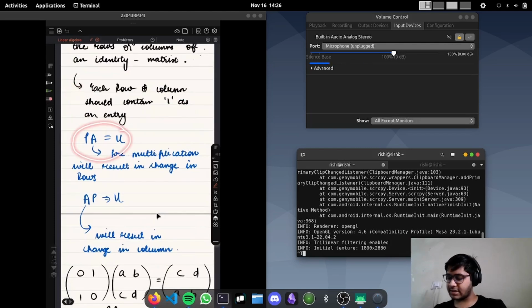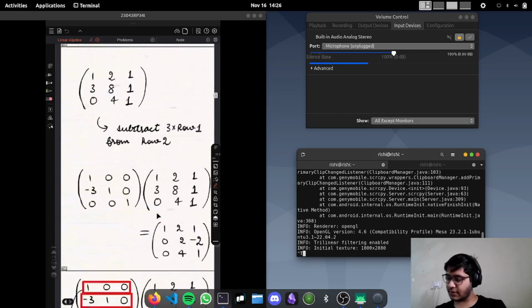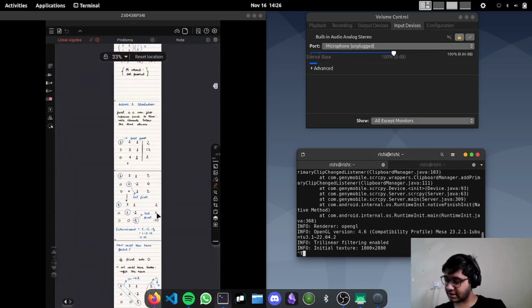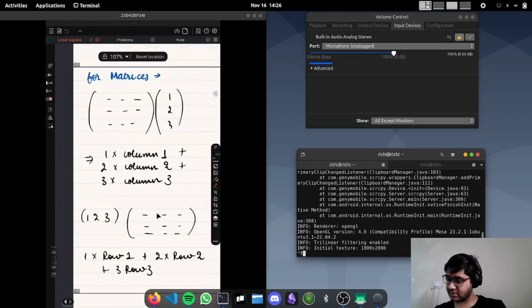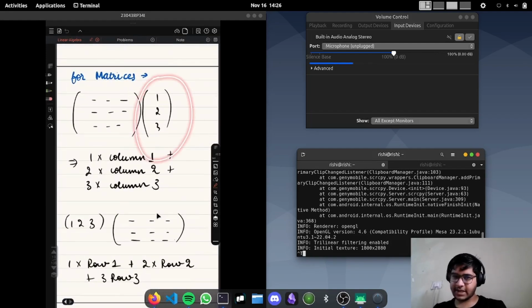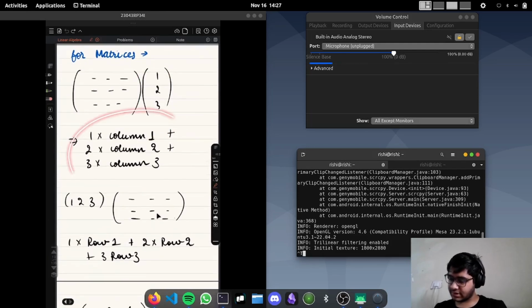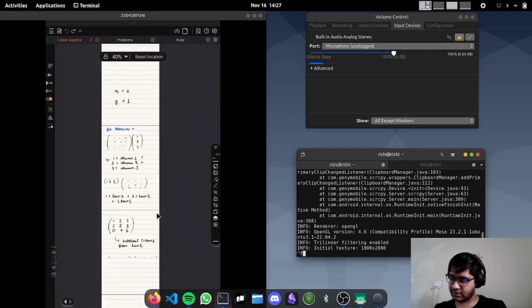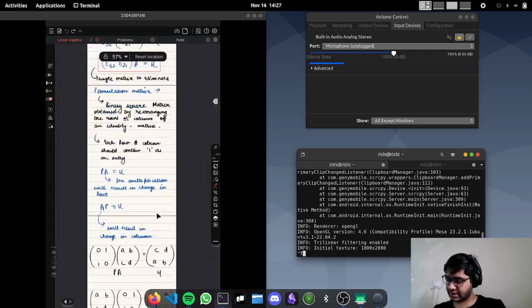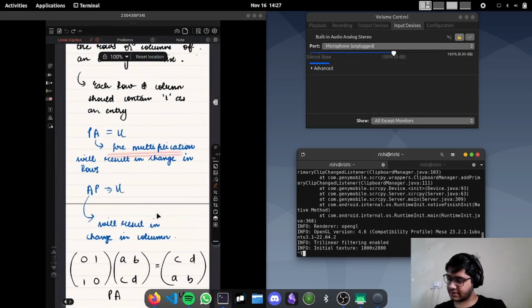So this is a permutation matrix. Pre-multiplication will result in a change in rows, and post-multiplication will result in a change in columns. How? We also discussed the same thing here when we talked about matrices. Post-multiplication will result in a change in columns, so this will work with columns, and the same with the rows. Okay, and we'll get to it in another intuition. So pre-multiplication will result in a change in rows.